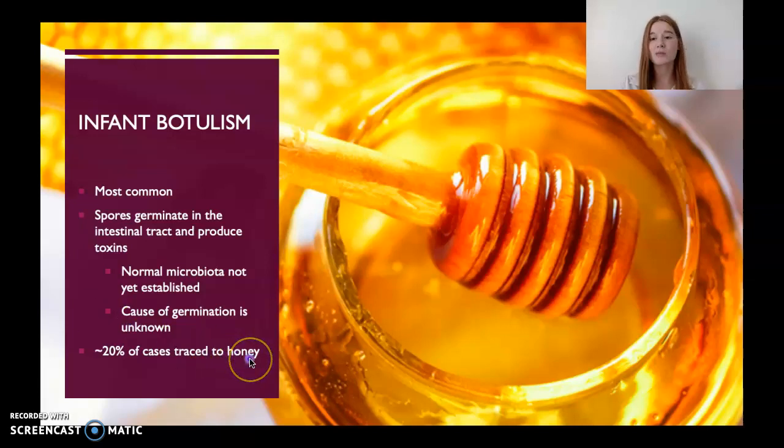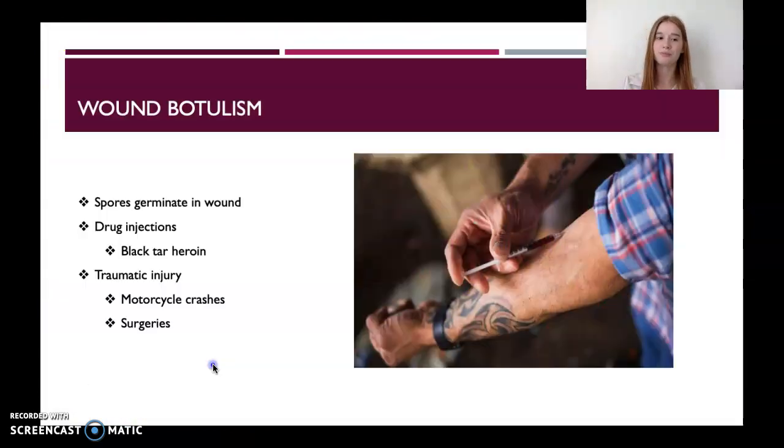However, honey has been definitively linked to the disease. About 20% of cases are traced to it. So the FDA recommends not feeding honey to children less than a year old. The third type, wound botulism, is quite rare. This occurs when spores germinate inside of a wound. It's most frequently the case with people who inject illicit drugs beneath their skin, such as black tar heroin, and also found after traumatic injuries that have been contaminated with soil, like motorcycle crashes and surgeries.